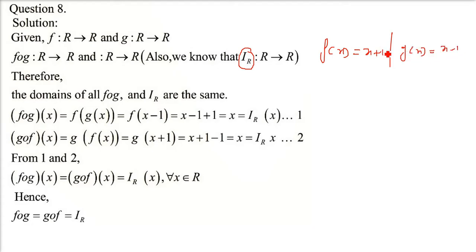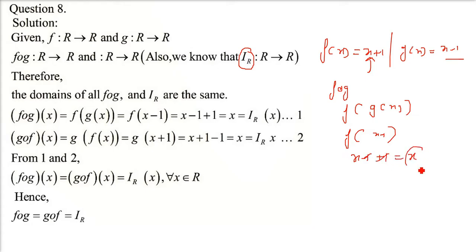Okay. Let us find out fog first. f of g(x). So g(x) is x minus 1. Put it here, f of x minus 1. Now put x minus 1 in x plus 1 in place of x. So you have x minus 1 plus 1, and you get x. So this is identity. You placed x, fog of x, you got x.